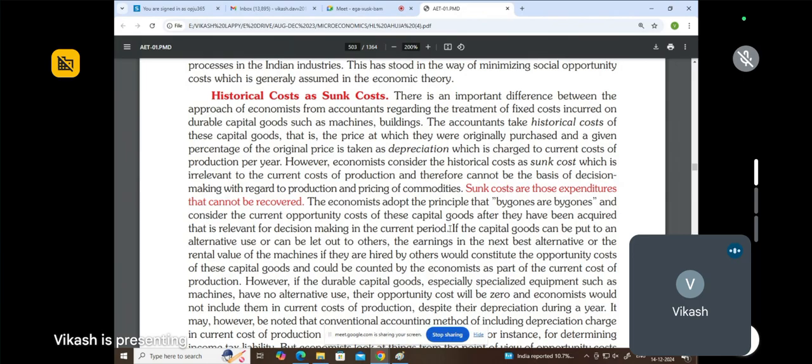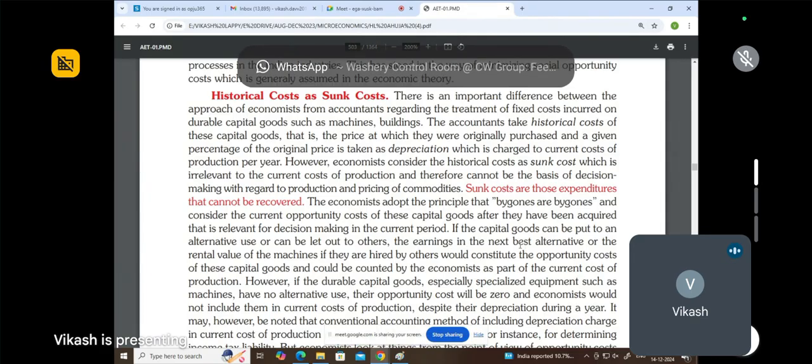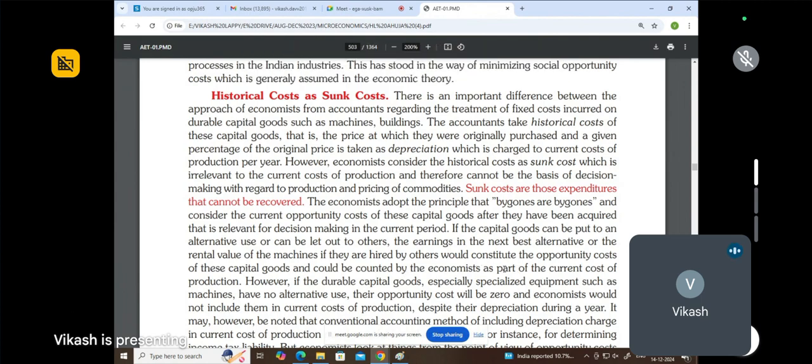If the capital goods can be put to an alternative use or can be let out to others, the earning in the next best alternative or the rental value of the machine, if they are hired by others, would constitute the opportunity cost of these capital goods and could be counted by the economist as a part of current cost of production.